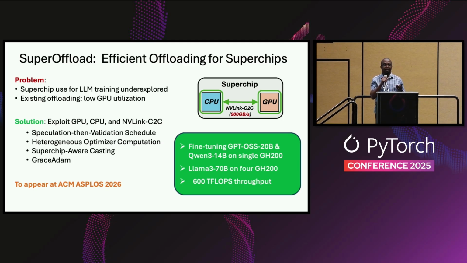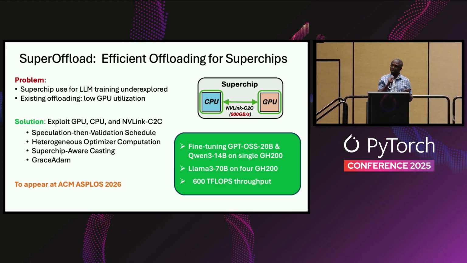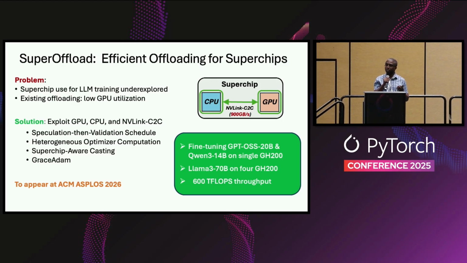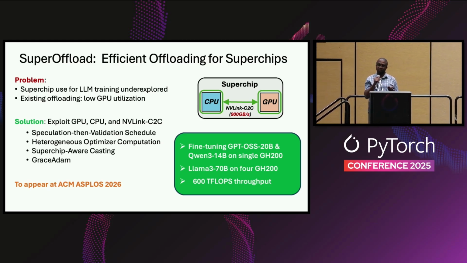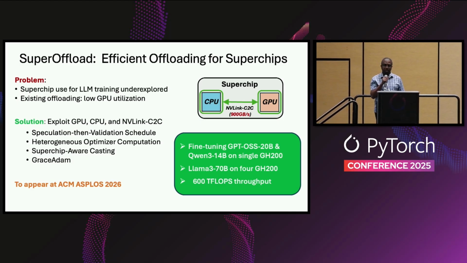And in particular, existing offloading techniques were designed for PCIe or loosely coupled architectures, right? Whereas the superchip is a different architecture where the CPU and the GPU are closely coupled and have a much faster interconnect between them called the NVLink C2C. And so this means that if you use existing offloading technologies, you're basically inefficient. You underutilize the capabilities of your superchip.